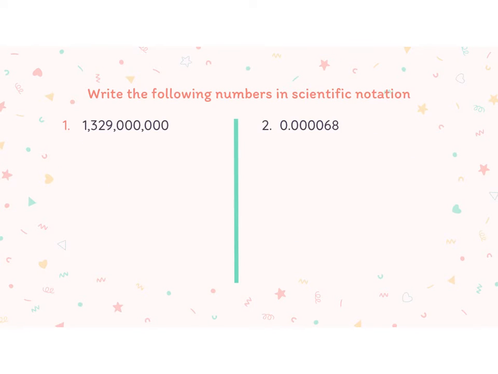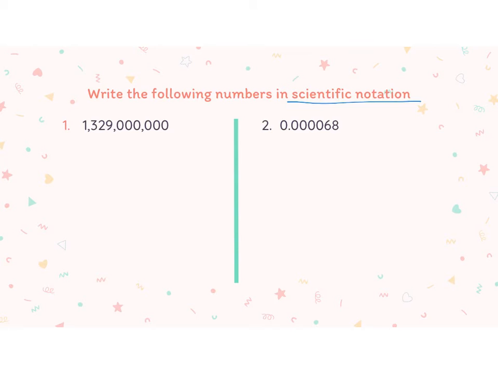So let's just do some examples. We're going to practice both directions. We're going to look at numbers and then write them in scientific notation. Then we're going to look at scientific notation and expand them out into their standard form. So let's start with looking at some standard form numbers. So we have the number 1,329,000,000 here, and we want to write it in scientific notation.